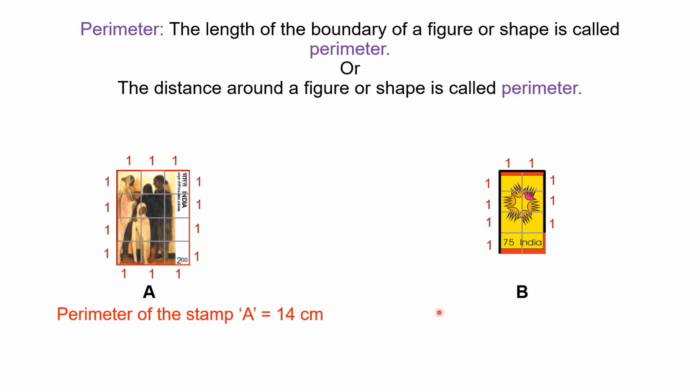We are moving along the boundary of this stamp. Let us count the numbers. 1, 2, 3, 4, 5, 6, 7, 8, 9, 10, 11, 12. So, the perimeter of the stamp B is 12 centimeters.